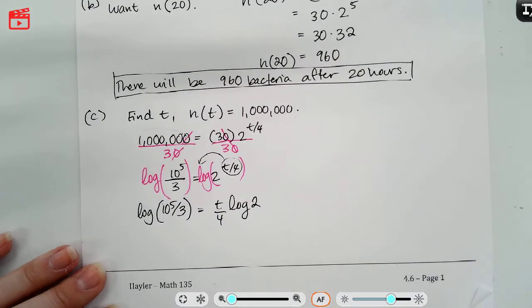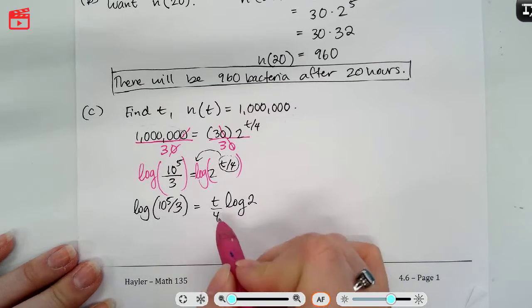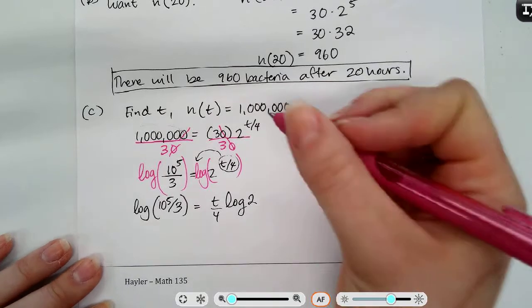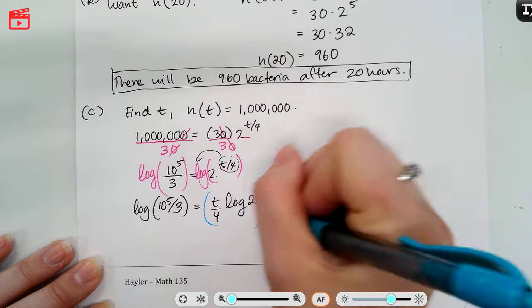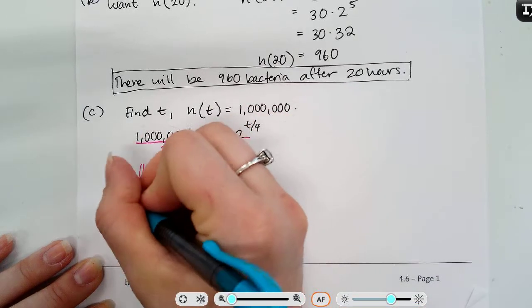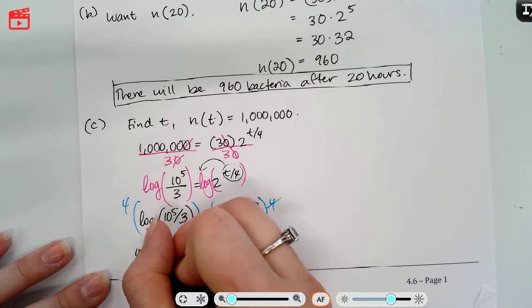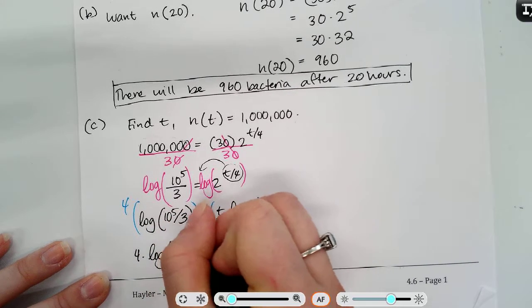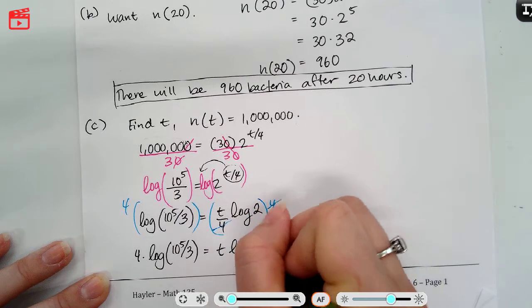Okay, last thing we want to do is get, let's see, well, actually, no, we have two things we got to do. We got to get rid of this log 2 times my t, and as well get rid of that 4. So let's multiply both sides by 4 to get rid of that 4 from that side with my variable. And what do I have? I have 4 times log of 10 to the 5th over 3 equals t log 2.